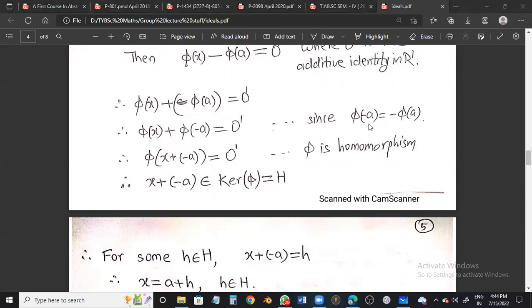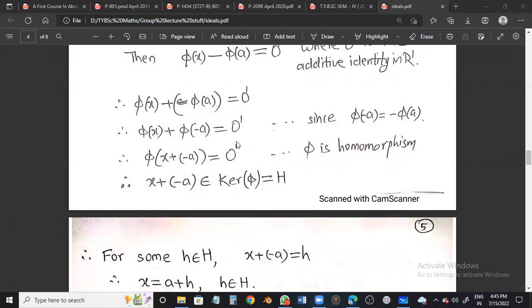Image of the additive inverse is the additive inverse of the image. So this result I have used. Further, phi being a homomorphism, you can take it this way: phi of x plus phi of minus a. You can combine as phi of x plus minus a. And you are watching that the image comes out to be 0 dash.